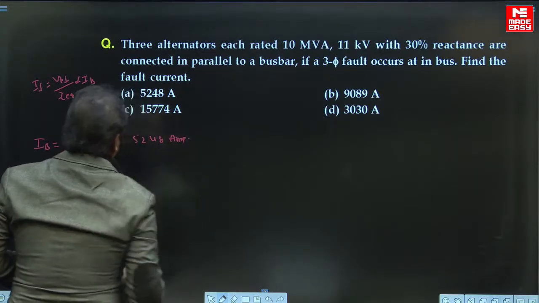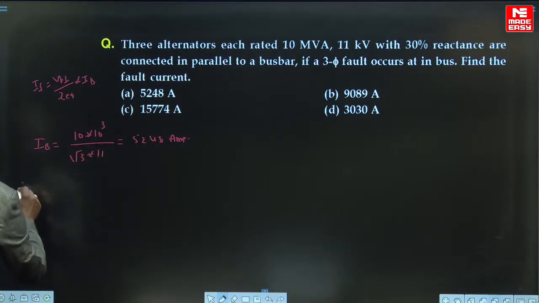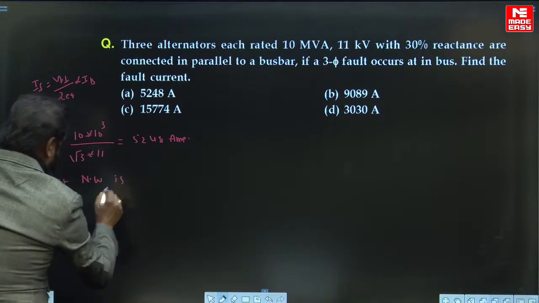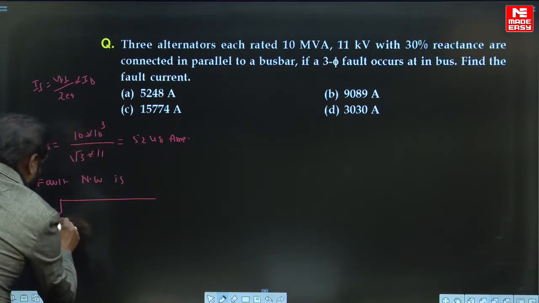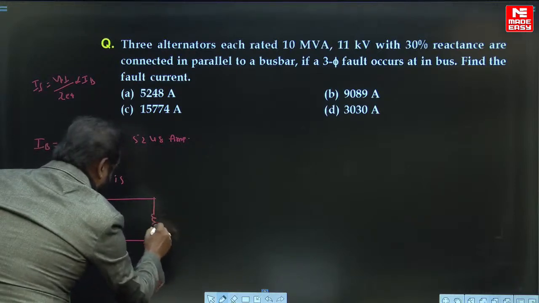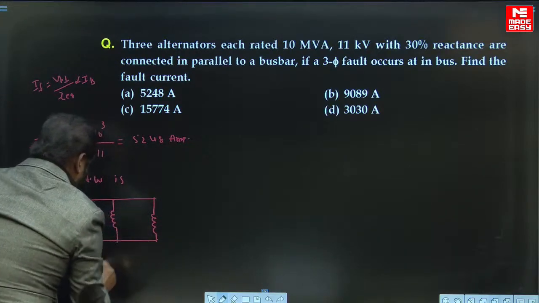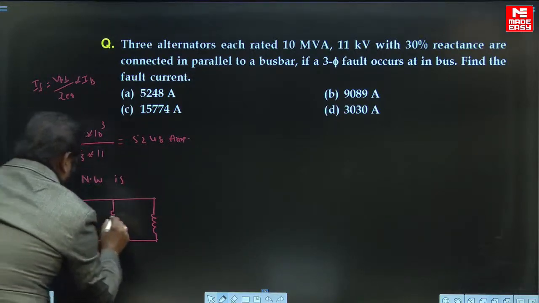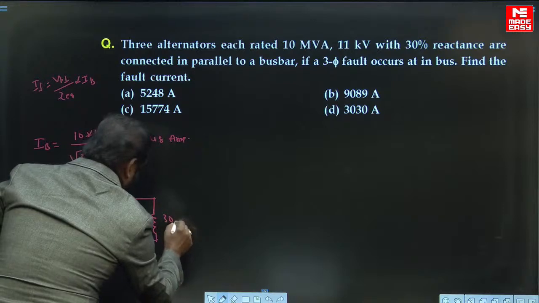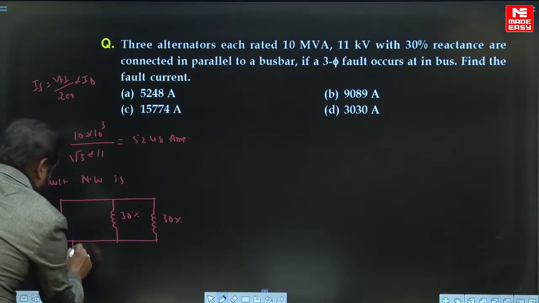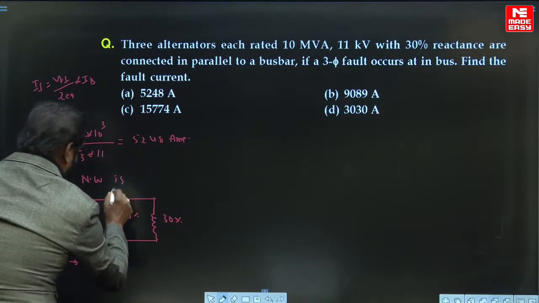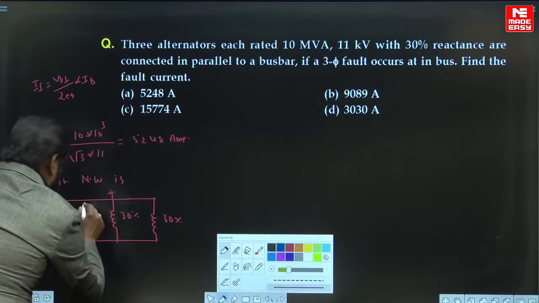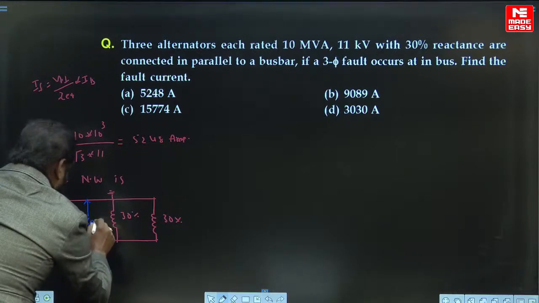Okay, now you see, at fault, what is the network like? All the three generators are considered to be in parallel. How much is given? All the three have 30% reactance: 30% here, 30% here, 30% here. Where is the fault occurred? On the bus bar. That means any point on this is the fault. You need to find the X equivalent between the point of fault and the ground. So this is the X equivalent.